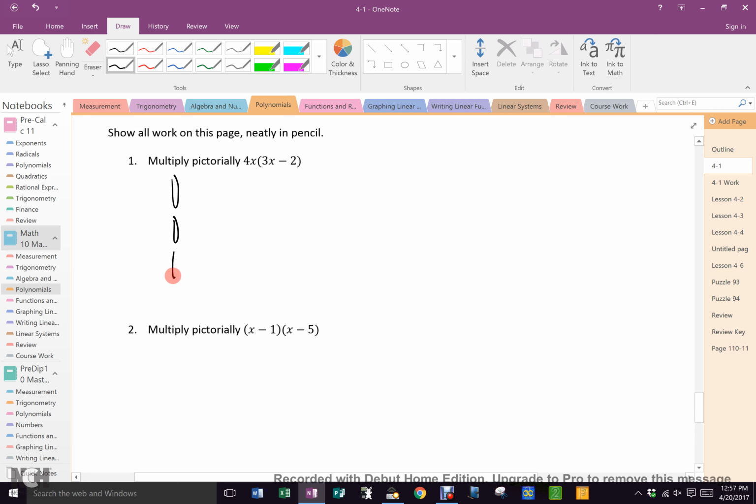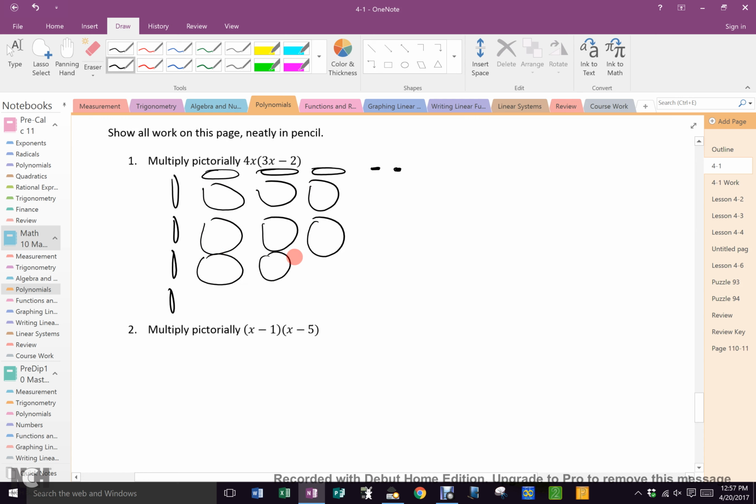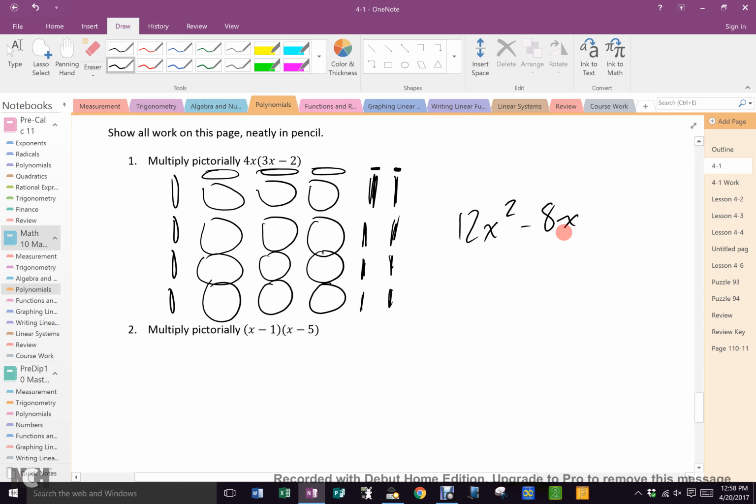One side has 4. One side has 3 and minus 2. Bar, bar, bar, bar, bar, bar, bar, bar. 12x squared minus 8x. Right? This one. Bar, 1 colored box. Bar, 5 colored boxes.